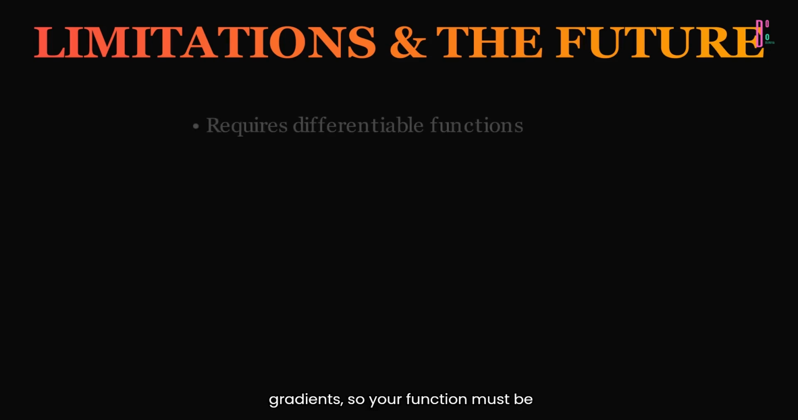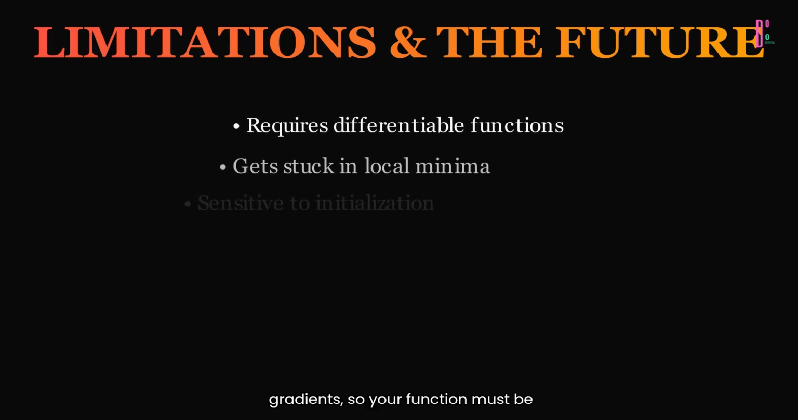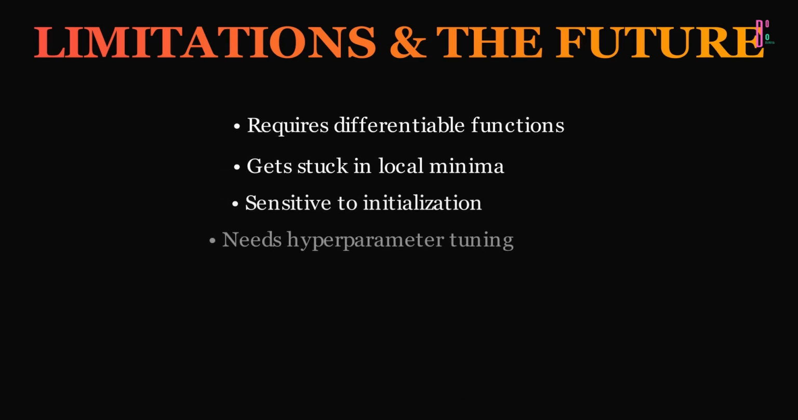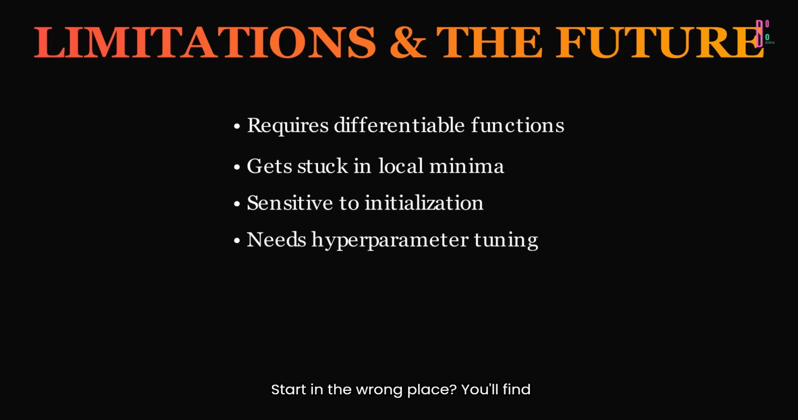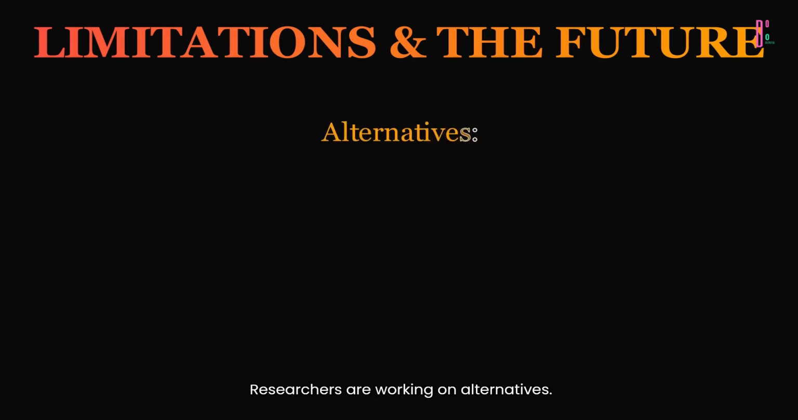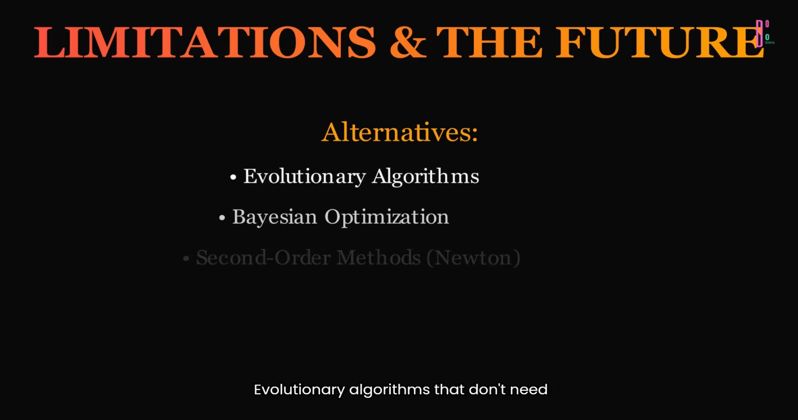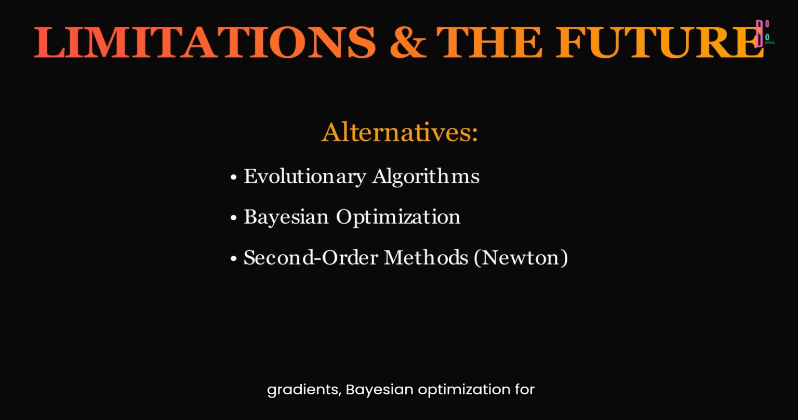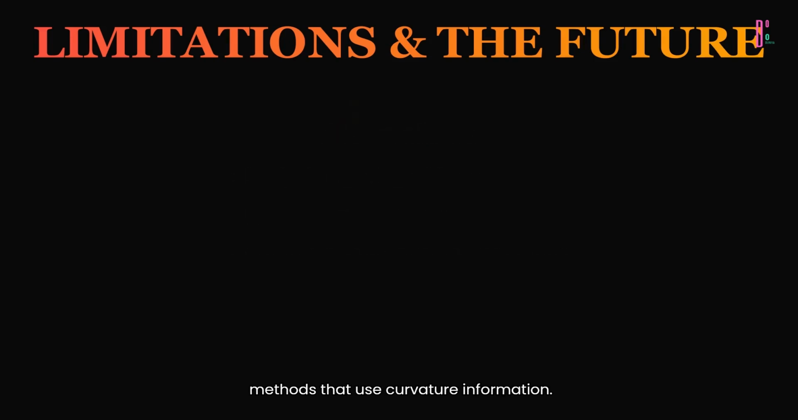It requires gradients, so your function must be differentiable. It can get stuck in local minima. It's sensitive to initialization. Start in the wrong place, you'll find a bad solution. It needs careful tuning of learning rates and hyperparameters. Researchers are working on alternatives. Evolutionary algorithms that don't need gradients. Bayesian optimization for hyperparameter tuning. Second-order methods that use curvature information.